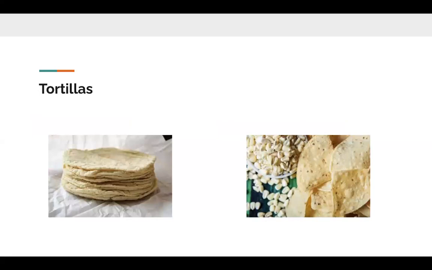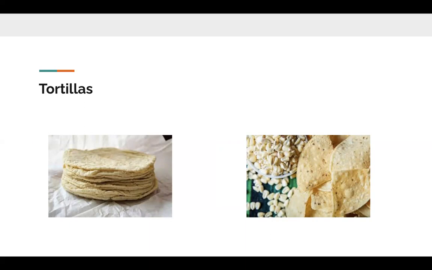For tortillas, an important step is nixtamalization, which is very important to making the tortillas. It is a process of soaking and cooking the corn in alkaline solution. This causes the outer layer of the corn kernel to loosen and separate.